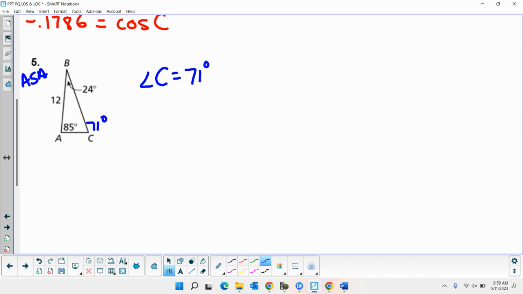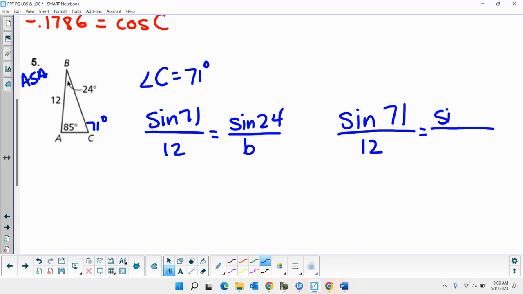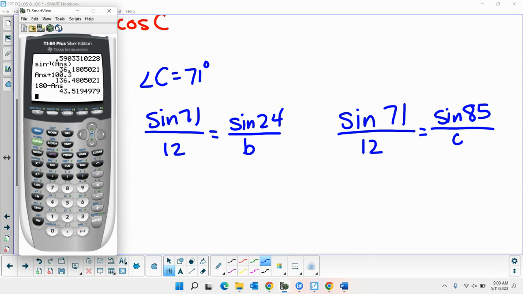So I've got side C, so I'm going to go sine of 71 over 12. And here it doesn't matter which ones you go for. I'll just go for B. 20 sine of 24 over B. I'm sorry, not capital B. Side B is small b. And then sine of 71 over 12, sine of 85 over C. So I'll do those two and get my two answers.